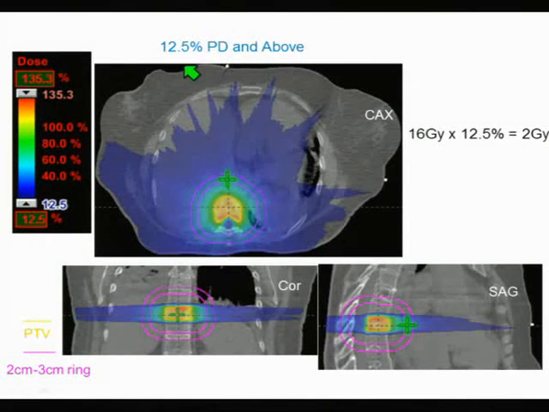And this is the 12.5% distribution. 12.5% of 60 gray is 2 gray. So skin dose and everything is relatively low.